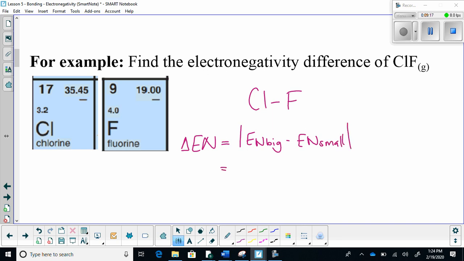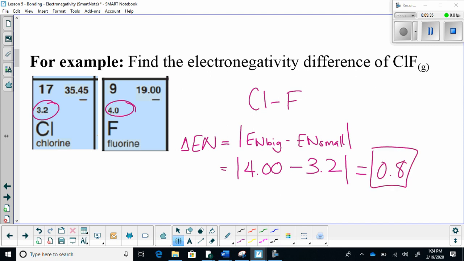Fluorine is our big, so that's 4.0 minus 3.2, which gives me an electronegativity difference of 0.8. Only one decimal, no units. Between these two atoms, who has a stronger pull on the electrons? Fluorine. Fluorine has a higher electronegativity, so it's pulling those electrons away from chlorine.